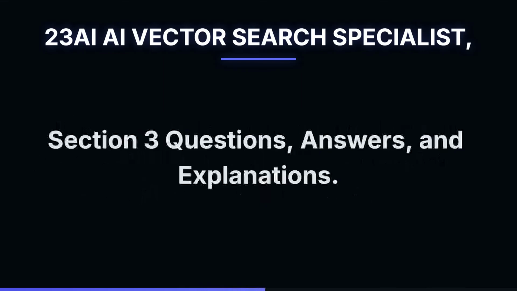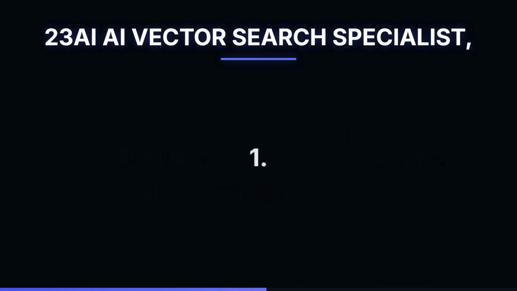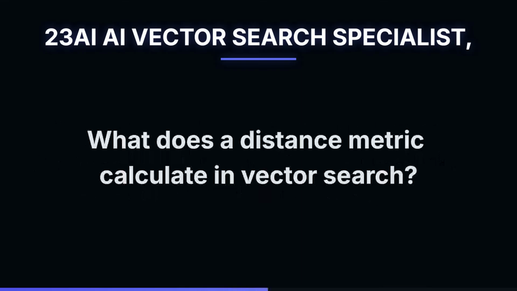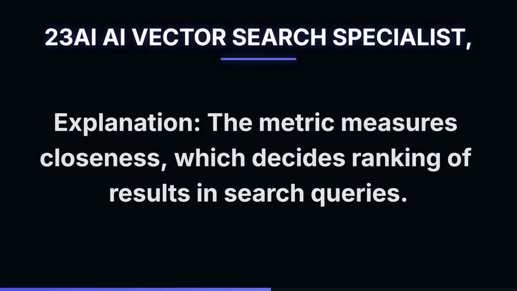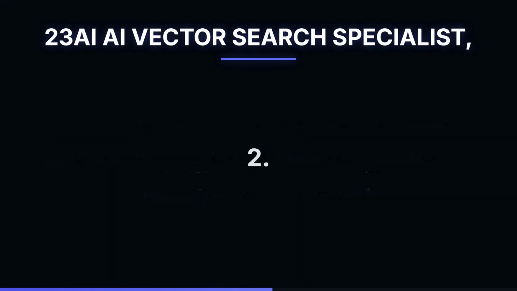Section 3 Questions, Answers, and Explanations. 1. What does a distance metric calculate in vector search? It calculates how similar or different two vectors are, using a mathematical formula. The metric measures closeness, which decides ranking of results in search queries.